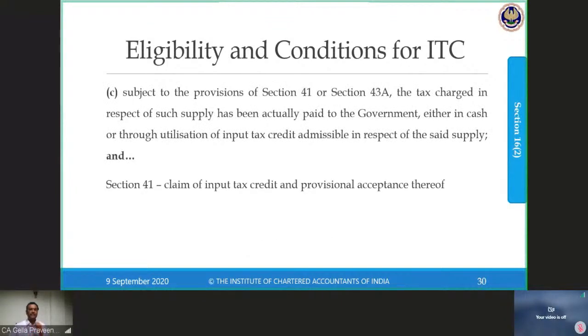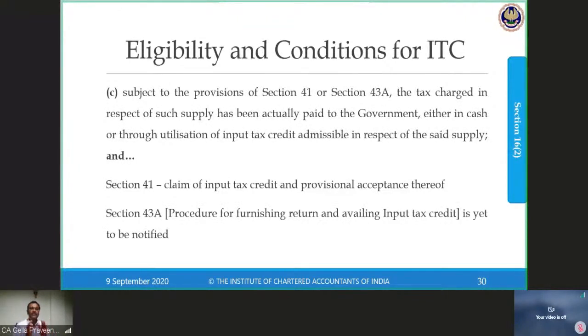Now, this is one provision. A friend called Vinod has posted a question. I refer to that question, also for others to get clarity. GST law, Section 41, is about taking input tax credit. When I read Section 16, subsection 2 refers to Section 41. It says, subject to provisions of Section 41 and 43A, the tax charged in respect of such supply has been actually paid to government either in cash or through utilization of input tax credit admissible in respect of the said supply. I'll put it in simple terms for you to understand.